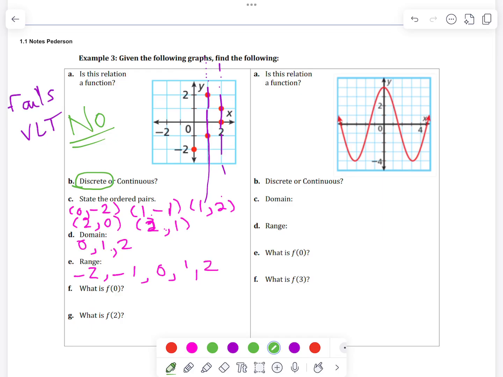Now, what is f of 0? So we go to 0 on the x-axis. So here's 0, and we go down and find out what is the y. So the y is -2. The second one is saying, what is f of 2? So f of 2, so we go to 2 on the x. Here it is. And what are those y values? So here are the y, and they are, so f of 2, and there's 2 of them, 0 and 1.